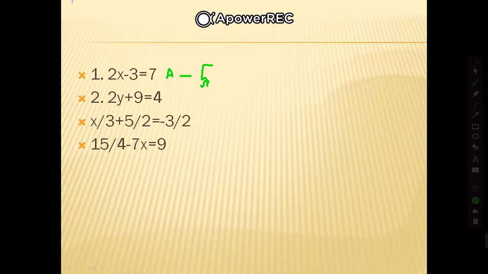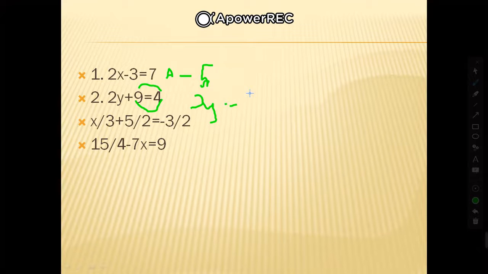Okay. The next question is 2y plus 9 is equal to 4. Same as here, the variable is y. 9 and 4 are the integers. So change it, 4 will be coming here and 9 will be coming here, and the plus 9 will change its place, it will be minus 9. So 4 minus 9, minus 5 will come. Then 2y is equal to minus 5.